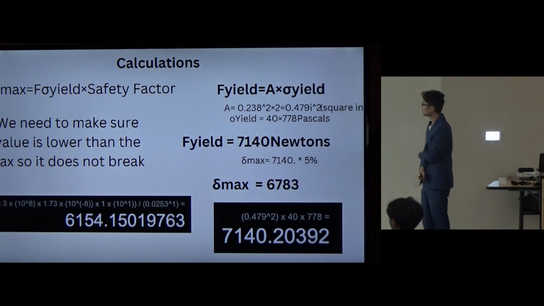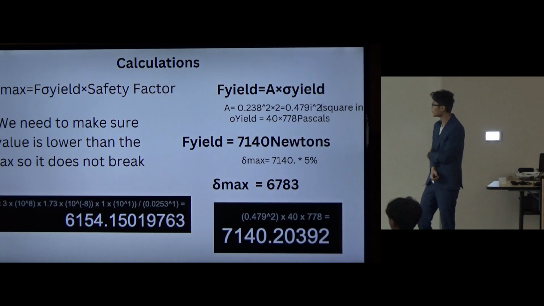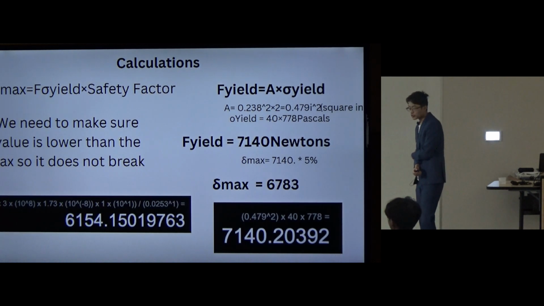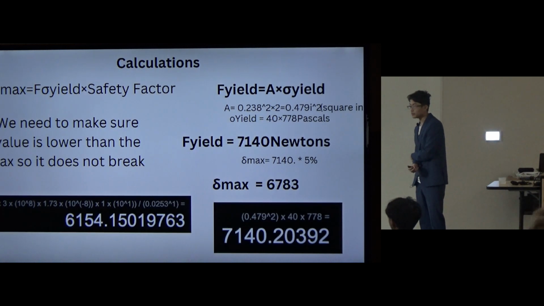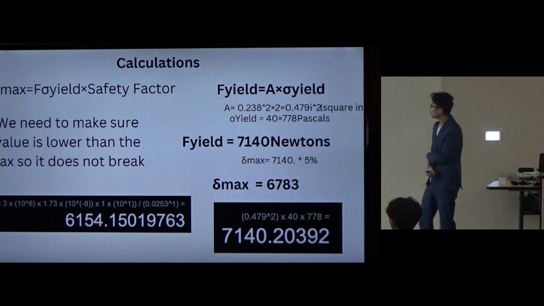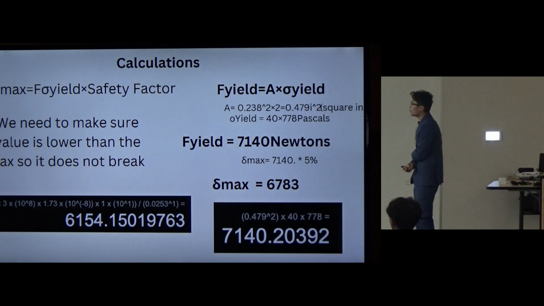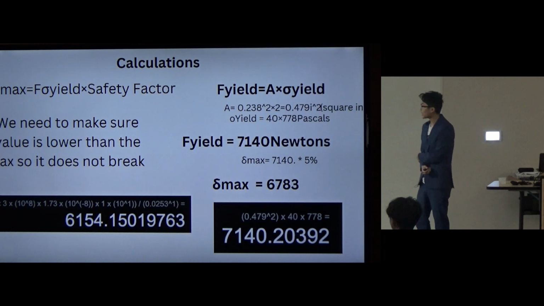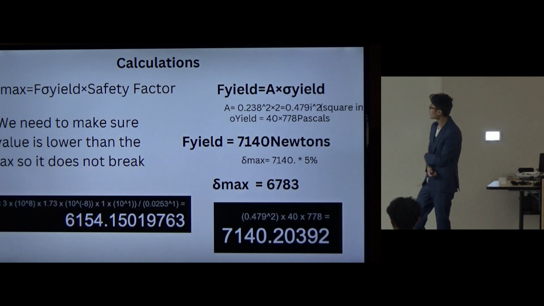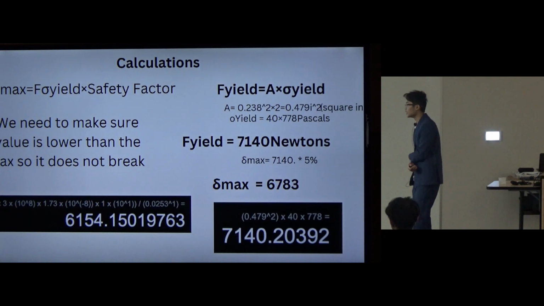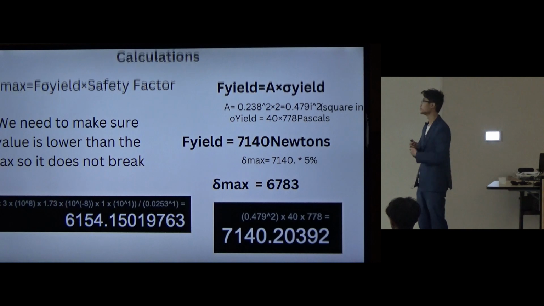Okay, so now we have to find the deflection angle of the max. This will ensure that my part won't break when I bend it to the angle that I'm curving it to. So, as you can see, my deflection angle value is 6,000, while my deflection max is 7,000. So that means it just won't break when I bend it.